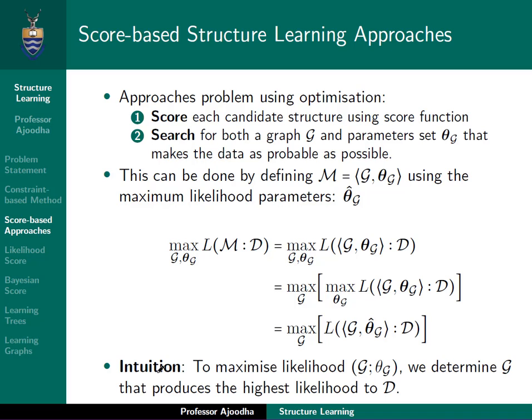So let's look at a different approach. In this case, we're looking at score-based structured learning. So we're done with constraint-based structured learning. That was our first one. Now we're doing the second one, and then later on we'll look at Bayesian methods as well.